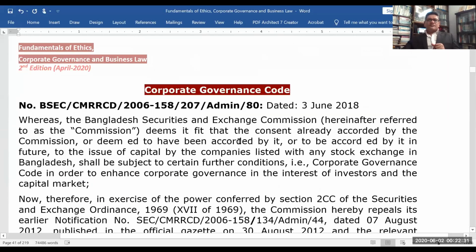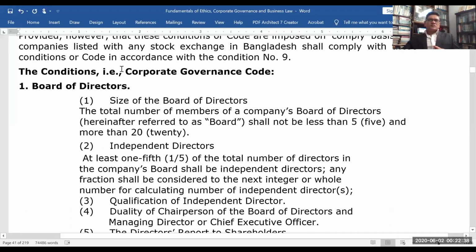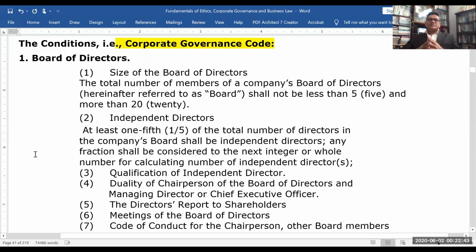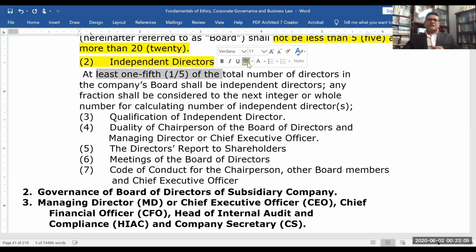Now, if you see the corporate governance code briefly, look here. In the corporate governance code, number 1 condition is the board of directors. That means within that, the size of the board. What would be the size of the board? It said that the board shall not be less than 5 and not more than 20. So it is the condition. And of the independent directors, 1/5 would be independent directors.